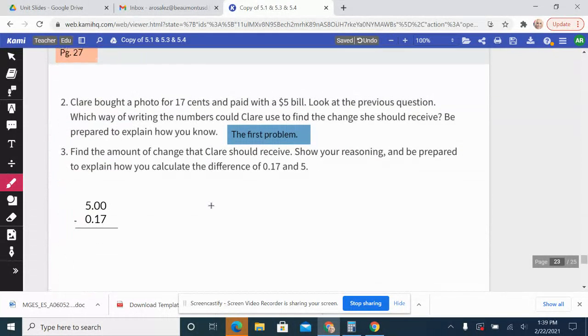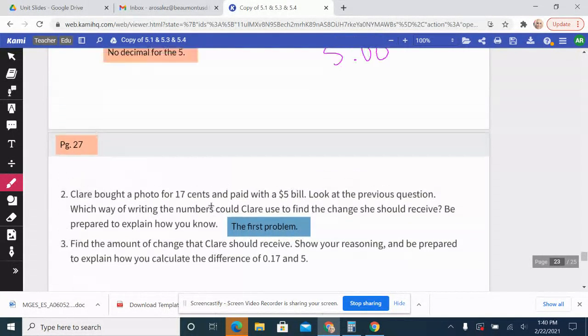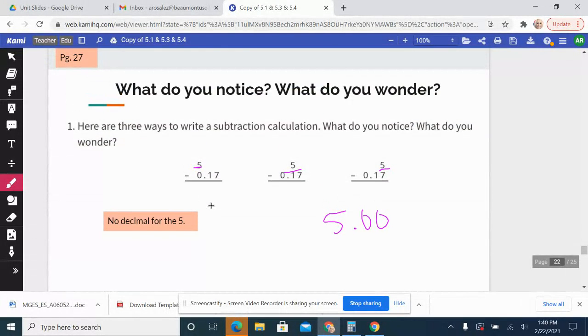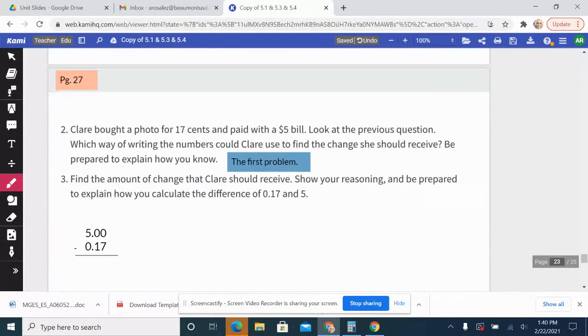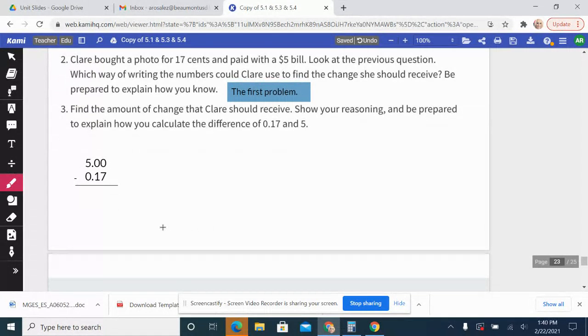Now on page 27, on number 2, it says Claire bought a photo for 17 cents and paid with a $5 bill. Look at the previous question. Which one could she have used? Okay, so the answer is going to be that first one. That first one is the correct way. So I wrote the first problem, right? And then find the amount of change that Claire should receive.